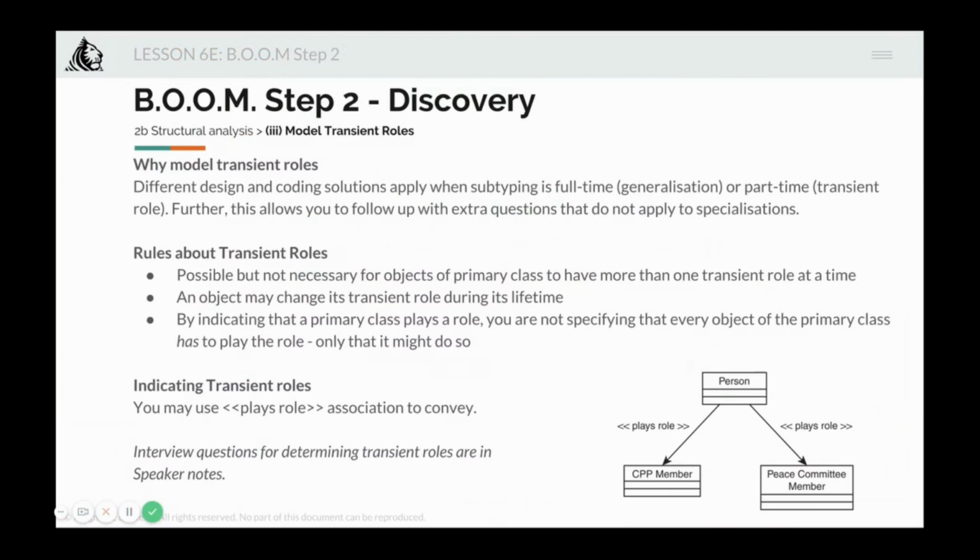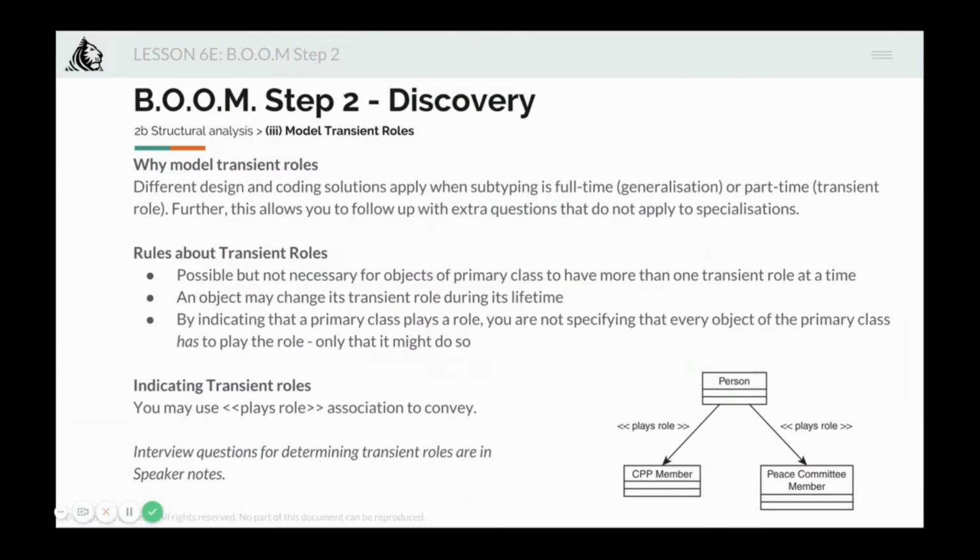Also, by indicating a subtype as a transient role rather than as a specialization, you are signaling to yourself that you need to follow up with extra questions that do not apply to specializations, like multiplicity, etc. So, what are the rules about transient roles? Well, it is possible for objects of the primary class to have more than one transient role at a time. An object may change its transient role during its lifetime. And finally, by indicating that the primary class plays a role, you are not specifying that every object of the primary class has to play this role, only that it might do so.